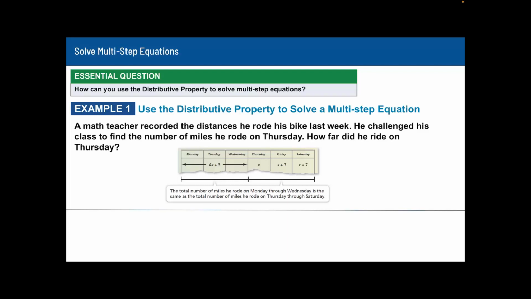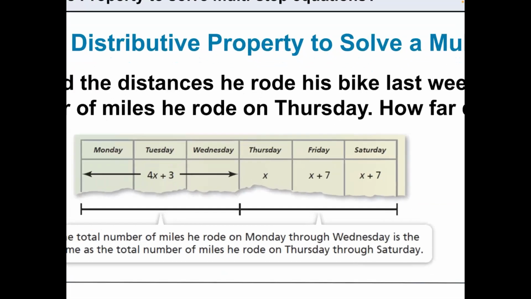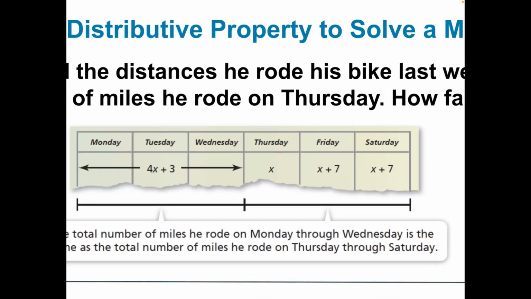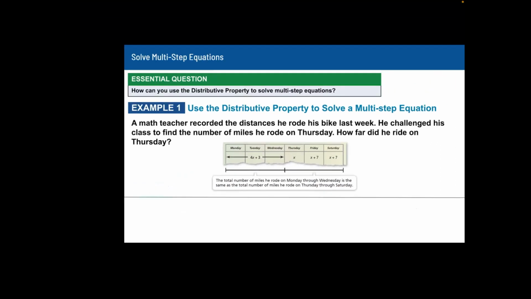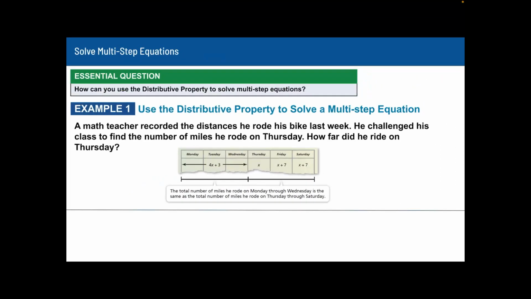So let's look at the first example. A math teacher recorded the distances he rode his bike last week. He challenged his class to find the number of miles he rode on Thursday. And we can see here Thursday is labeled as x miles. How far did he ride?